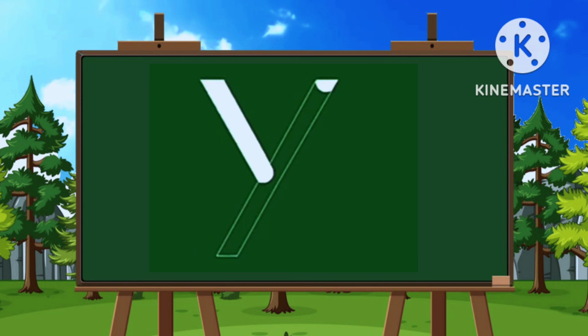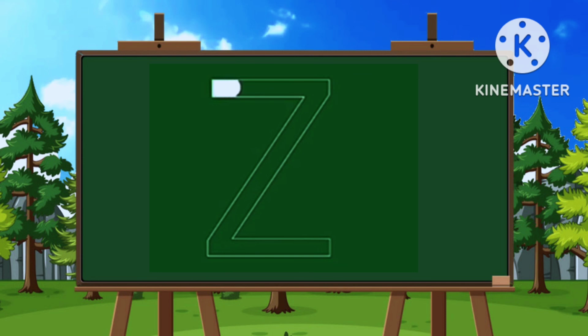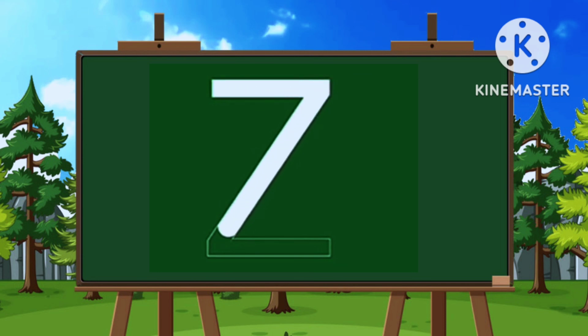Y. Slanting line, another bigger slanting line down. Z. A sleeping line, a slanting line down and another sleeping line in opposite direction.